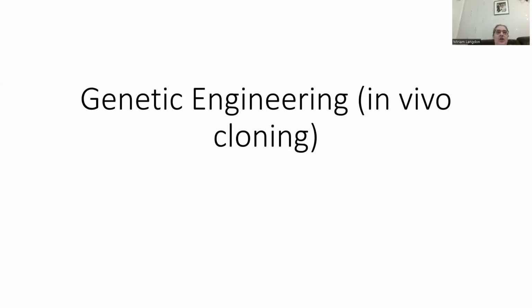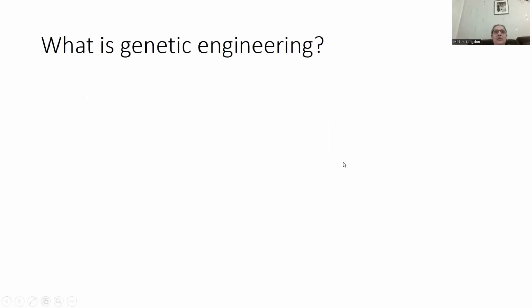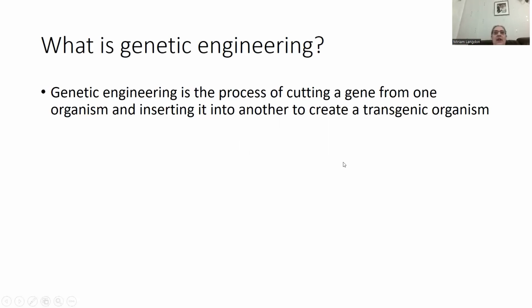In this video, we're going to look at genetic engineering, otherwise known as in vivo cloning. You've done a little bit of genetic engineering in GCSE, so it's just a continuation from what you know from there. So what is genetic engineering? It's the process of cutting out a gene from one organism and inserting it into another to create what we call a transgenic organism. You can see why we call it transgenic. Trans means across. So you've moved a gene across from one organism to another.